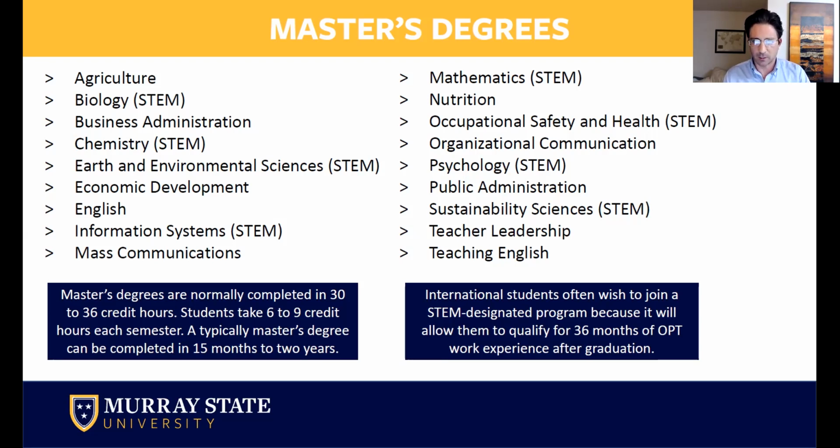Now, another important thing to note here on this slide is the STEM designation. In the United States, when a student comes here, they come with a student visa, and when they graduate, students can keep their student visa and they can work. We call that OPT, optional practical training. The advantage of being in a STEM program, that's science, technology, engineering, mathematics, the advantage of being in one of those programs is the student will be able to keep their student visa and work for up to 3 years after graduation.